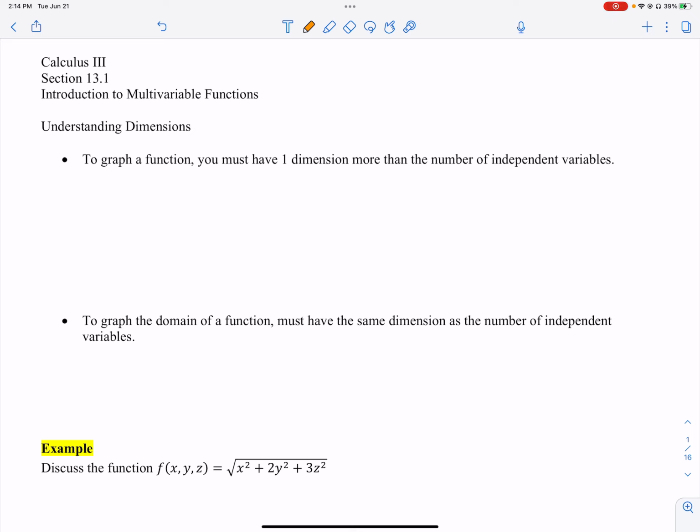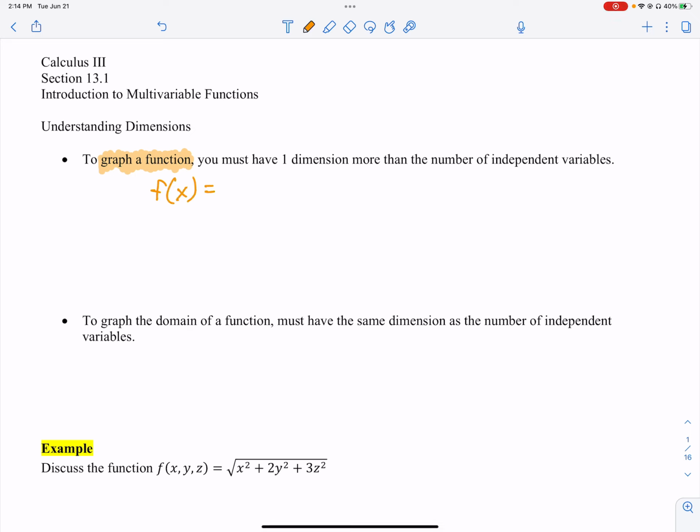First thing I want to talk about is understanding the dimensions that we get from an expression. If we want to graph a function, we can actually look at the function itself and determine how many dimensions. The rule here is you must have one dimension more than the number of independent variables. You are already used to this.